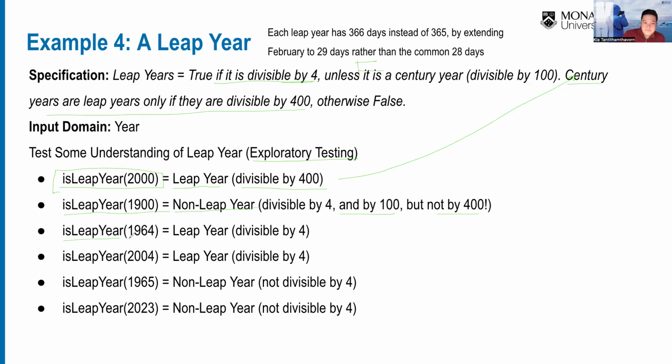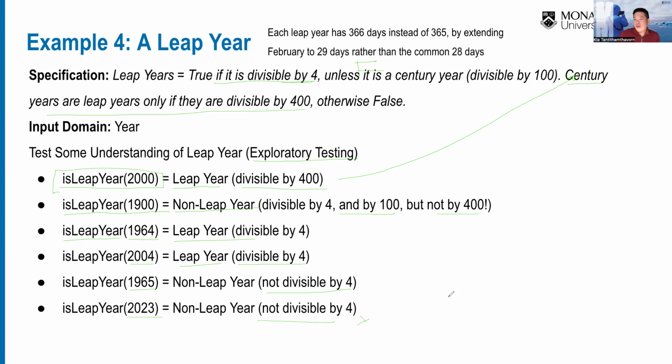Is it a leap year or not? 1964. It is a leap year because it is divisible by 4. 2004. It is a leap year because it is divisible by 4. 1965. It's not a leap year at all, because it's not divisible by 4. 2023. Is it a leap year or not? It's not divisible by 4, so no, it's not at all.